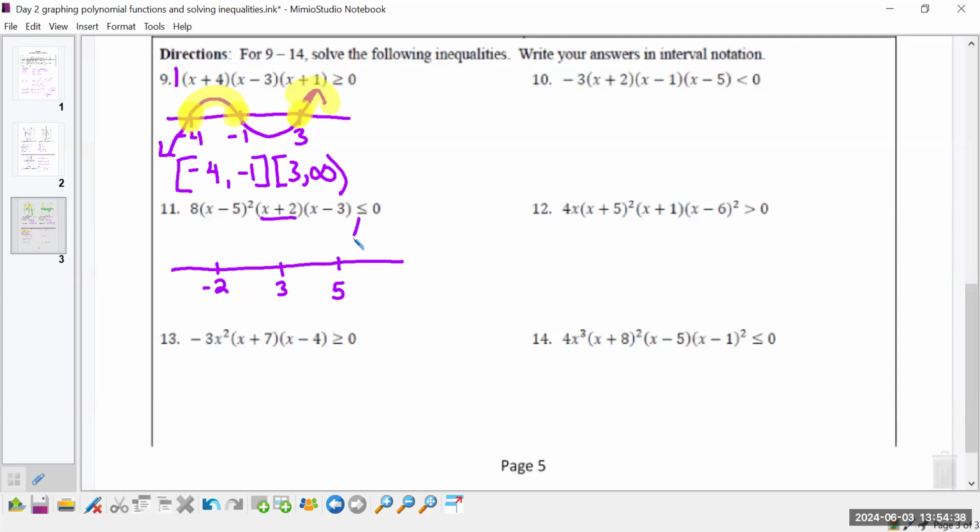I'm going to draw that one first. That's not a super great drawing, but you get the point. So there's my double zero, and then this has to come up here. So it's going to come down. Remember, I can't add any additional crossings. And that's a decent enough graph for me to answer this question. When is it less than or equal to 0? So between -2 and 3, but then also at 5.